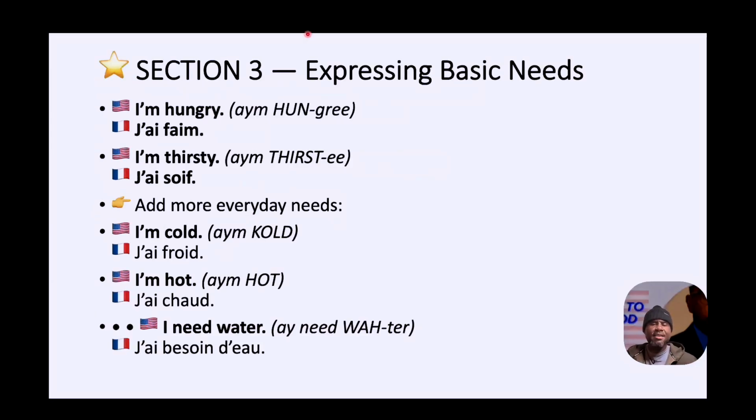Next, we have section 3, expressing basic needs. I'm hungry. J'ai faim. I'm thirsty. J'ai soif. Ce n'est pas testy. Il y a des gens qui disent testy. C'est thirsty. I'm thirsty.